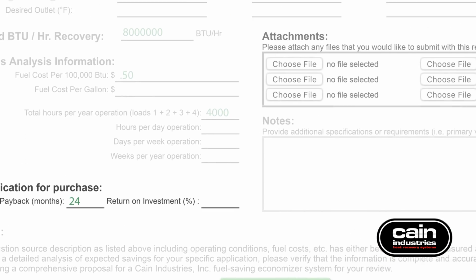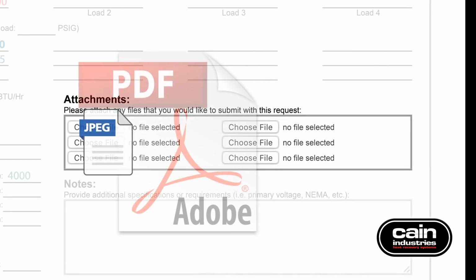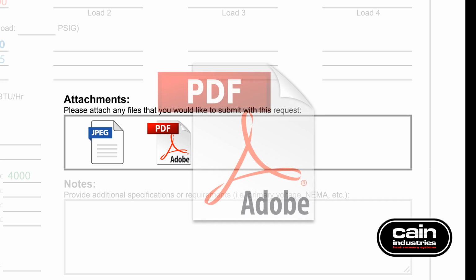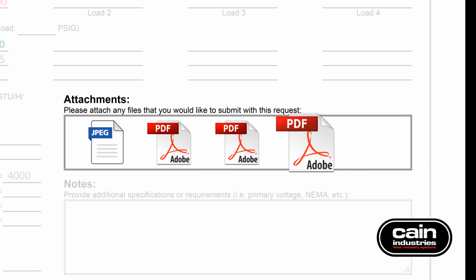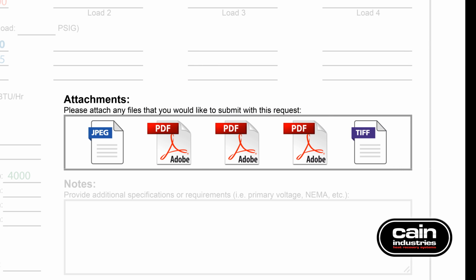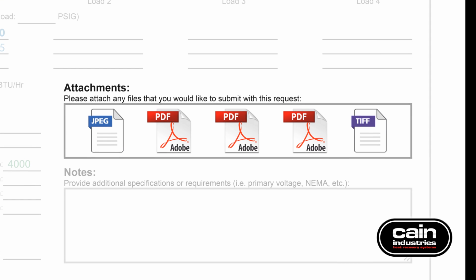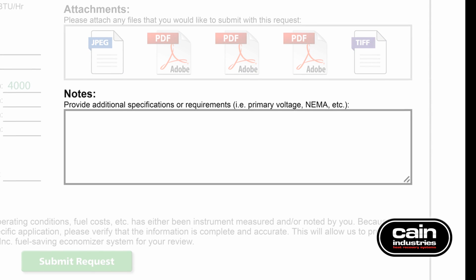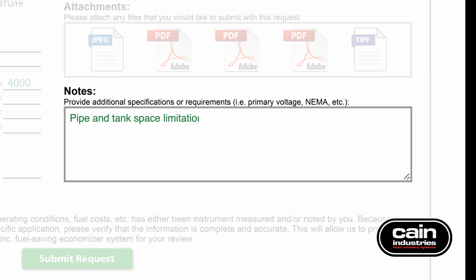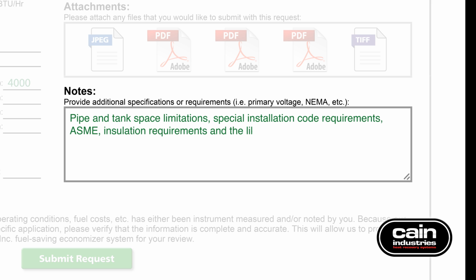In the attachments area, please attach any photos, design specifications, performance outlines, plan and elevation drawings, or any other documentation that may help us better understand the project. In the notes section, type any notes concerning pipe and tank space limitations, special installation code requirements, ASME, installation requirements, and the like. Give us an idea of the client's price tolerance for purchasing the economizer.